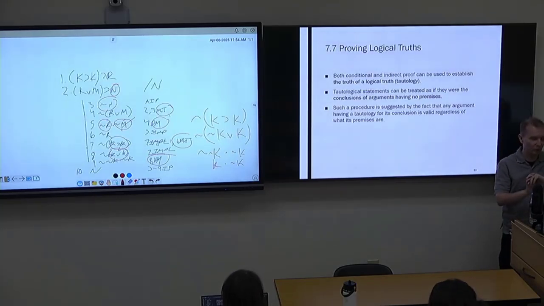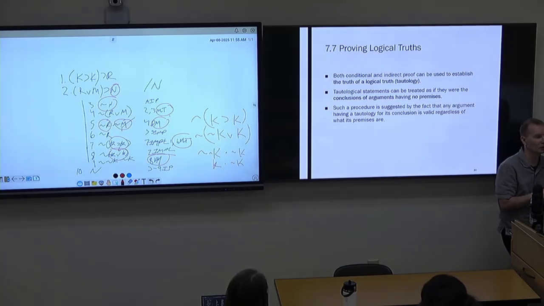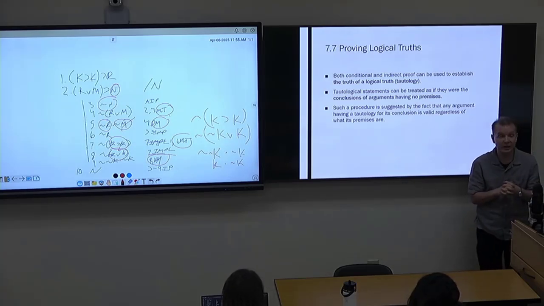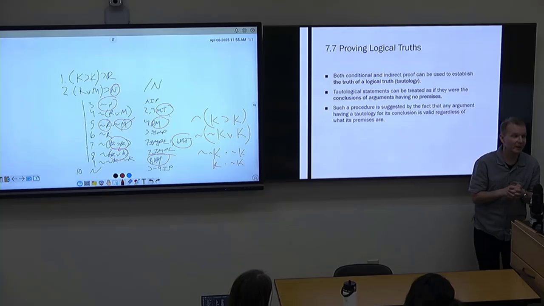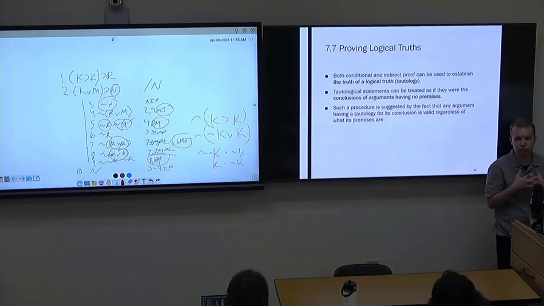Okay, and then the last one, proving logical truths, 7.7. What's going on here? Both conditional and indirect proof can be used to establish the truth of a logical truth, which is a tautology. Tautology, I mentioned it before, by itself can be considered an argument. Tautological statements can be treated as if they were conclusions of an argument having no premises. Why? Because since it's always true, you don't need to prove it. It proves itself. But you need to establish the fact that it is a tautology. You cannot just assume that, you need to prove it.